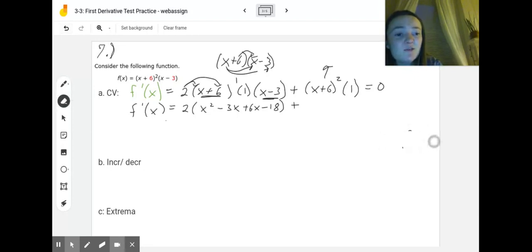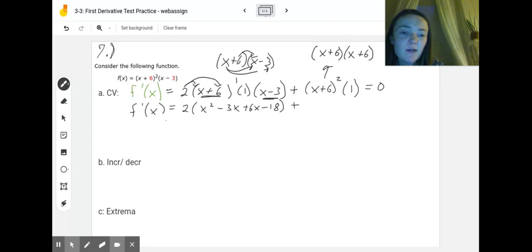I know that I need to use the FOIL method. I need to write this as a product of two binomials. This is x plus 6 times x plus 6. So be careful here. If I distribute that out, I'm going to get a perfect square trinomial. It's going to be x squared plus 2 times 6x, which is 12x, plus 36 is equal to 0.